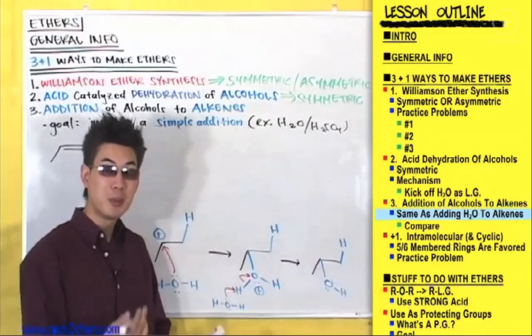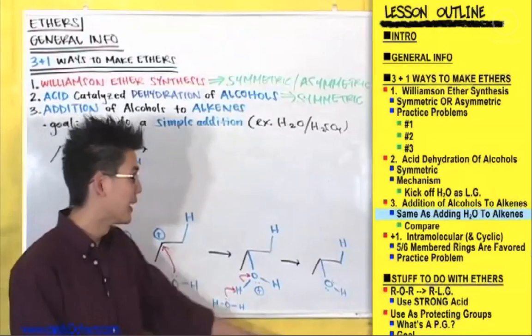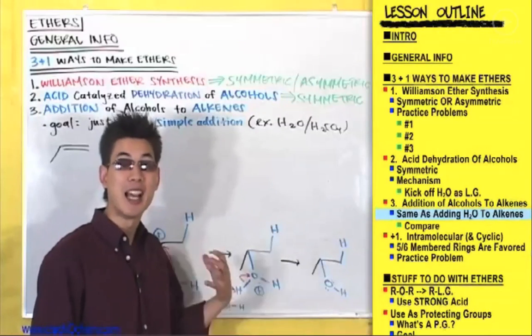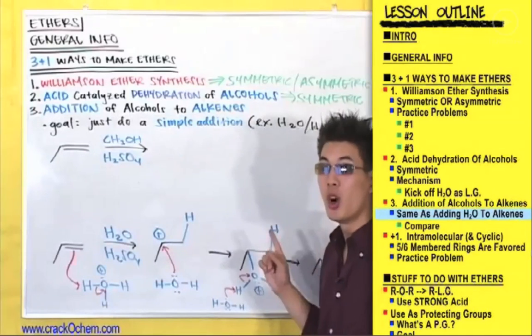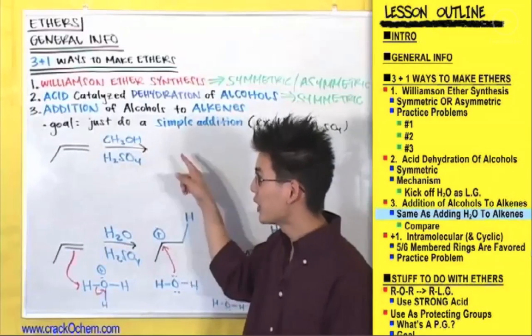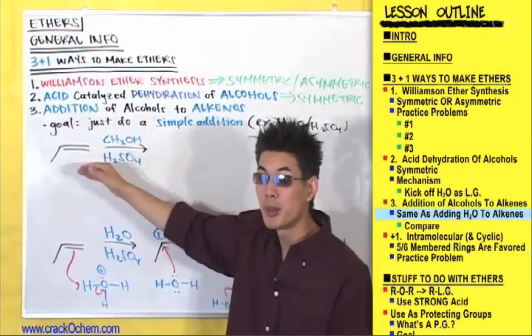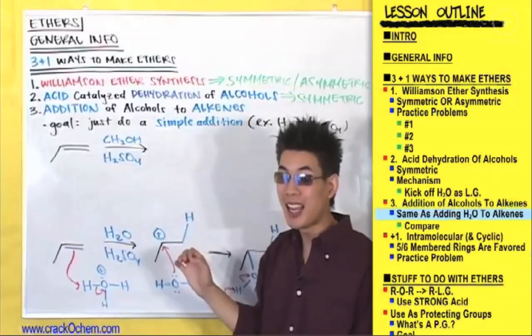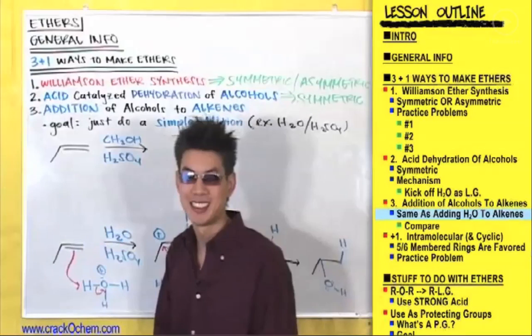And this was a simple addition of water to a double bond to make an alcohol. Okay, so we saw this in the alkenes addition chapter. I went through this just now to prove to you that you already know how to do this reaction. As we go through this reaction that adds an alcohol to a double bond, I want you to see how exactly similar this is to this reaction that we've done before, okay?